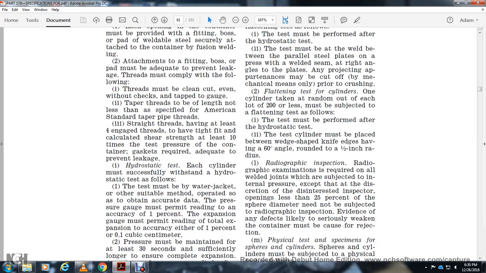Radiographic inspection. Radiographic examination is required on all welded joints subject to internal pressure. Openings for the inspector on the left side, up to 25% of the sphere's diameter, may not be subject to the radiographic inspection. Evidence of any defects likely to seriously weaken the container must be cause for rejection.